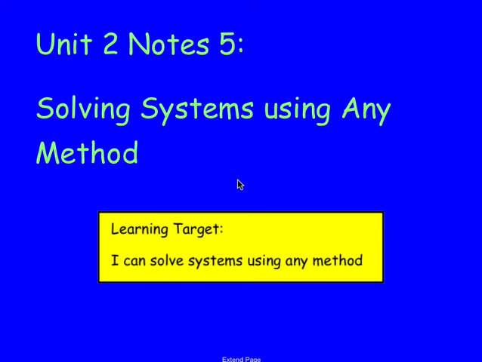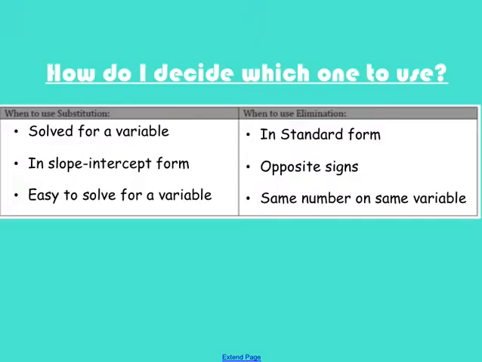We're going to be doing Unit 2, Notes 5. So we're going to be talking about solving systems using any method. So basically, trying to identify when is it best to use substitution and when is it best to use elimination. So this is just kind of a chart that we made to talk about when to use each one.